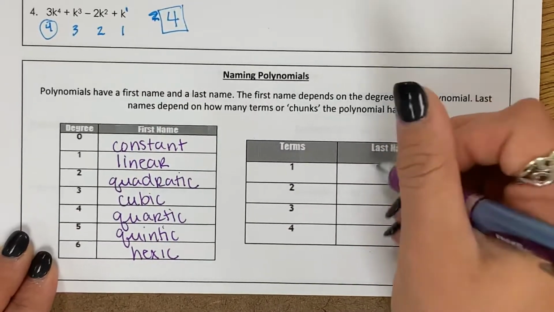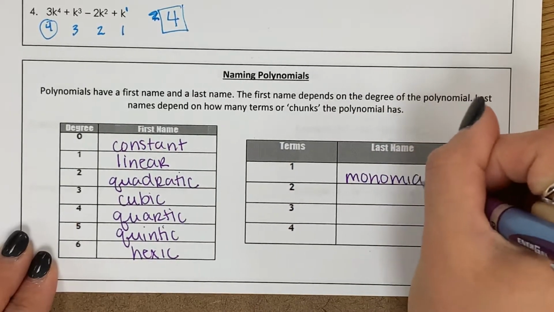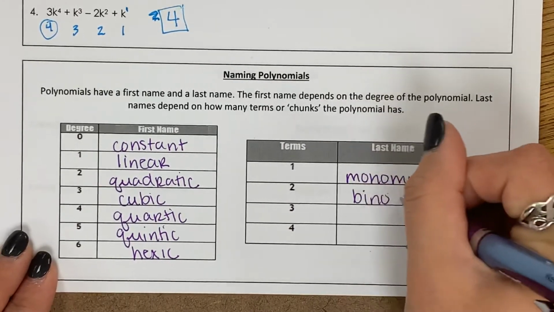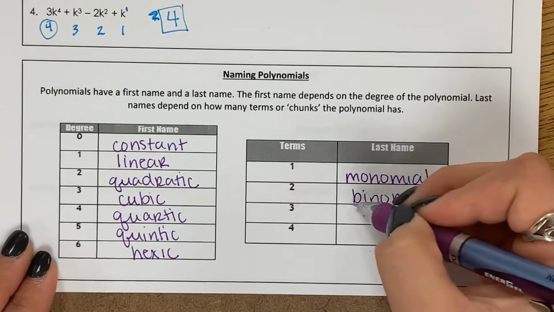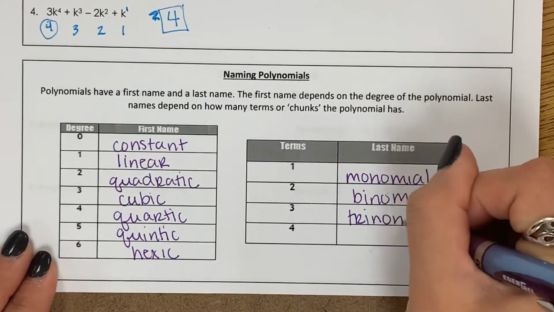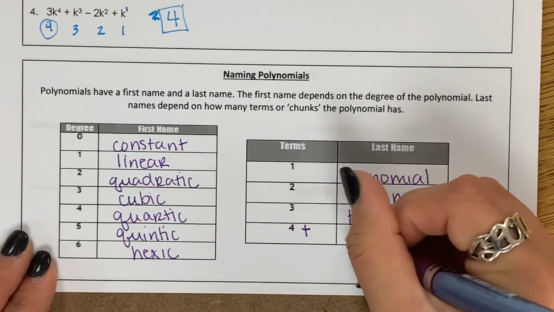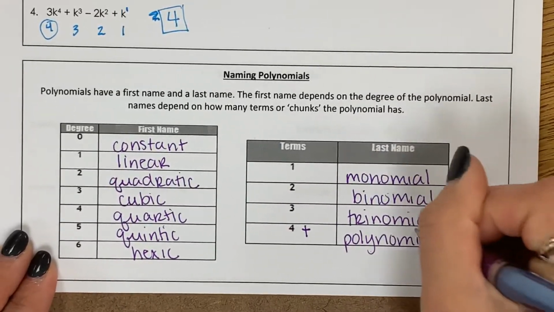So if it's got 1, it's called a monomial. We learned about that in the first box. If it's got 2, it's called a binomial. And notice, y'all know these words. Mono is 1, bi is 2, tri is 3, so it's a trinomial. 4 or more, so 4 plus, would be called a polynomial. Okay.